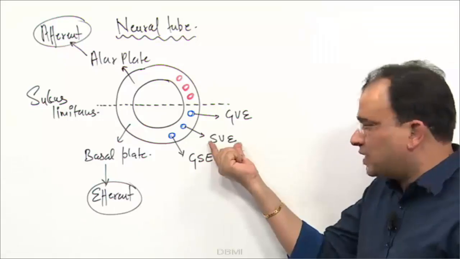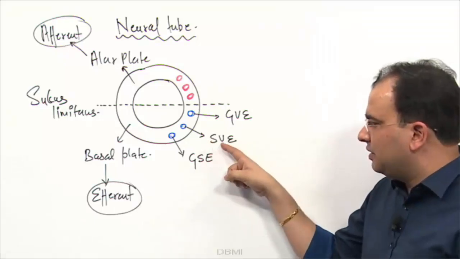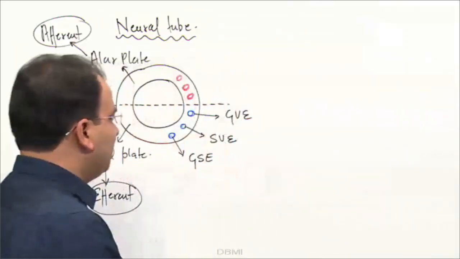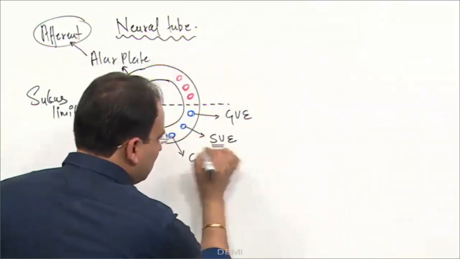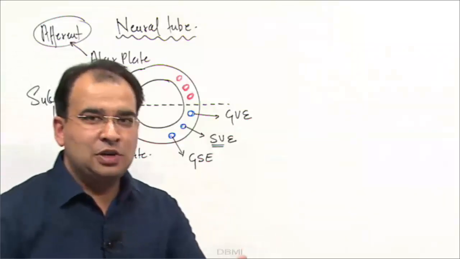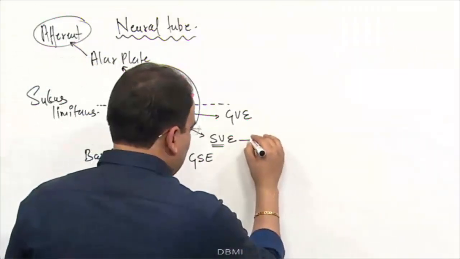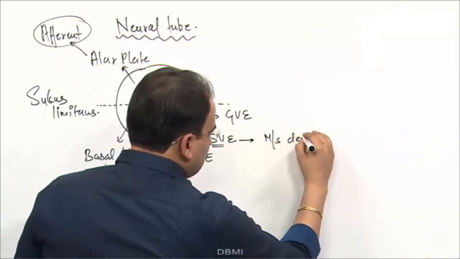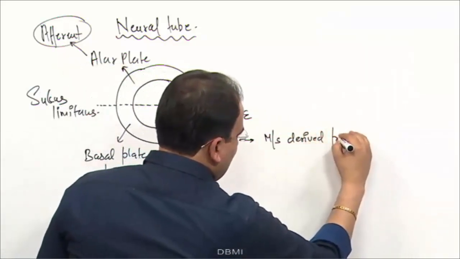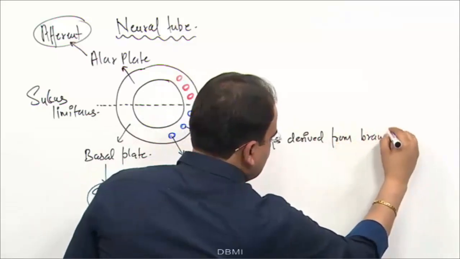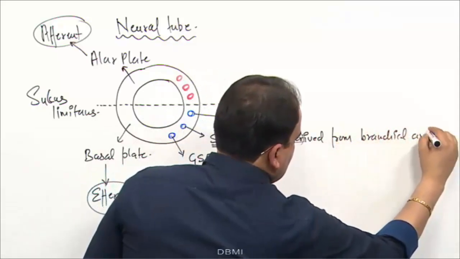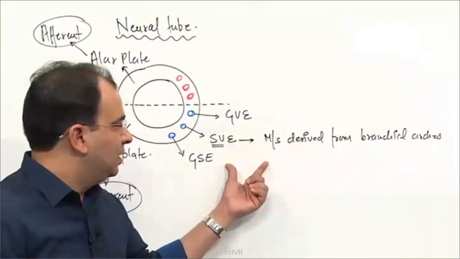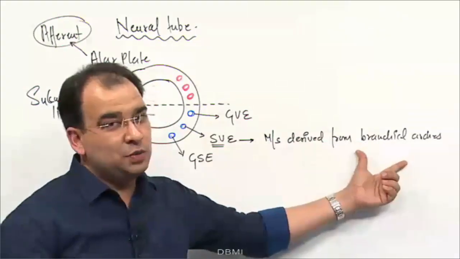What does SVE stand for? SVE means special visceral efferent. Whenever you say the word special visceral in the efferent column, that actually denotes branchial arches. So obviously this column is for the muscles which are derived from branchial arches or pharyngeal arches.